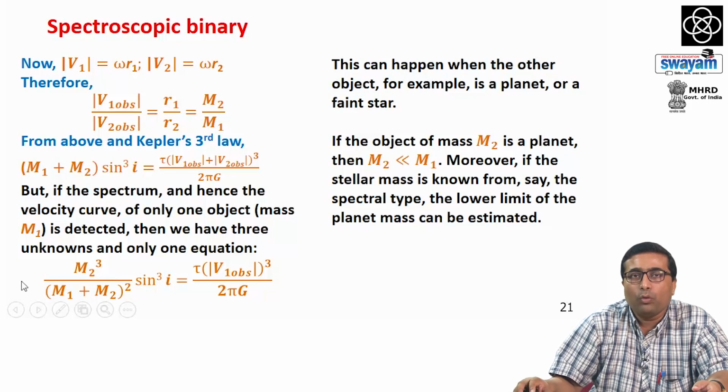What can we do from this one equation and three unknowns? Here is an example. If the object of mass m2 is a planet, then m2 is less than m1, and we can neglect m2 compared to m1. Suppose m1 is the stellar mass which is known from, say, the spectral type, that is independently. We can take m1 square from here to the right hand side, and in this case the entire right hand side is known, and on the left hand side there will be m2 sin I. So, in such a case we can measure m2 sin I, and m2 is the mass of the planet in the system.